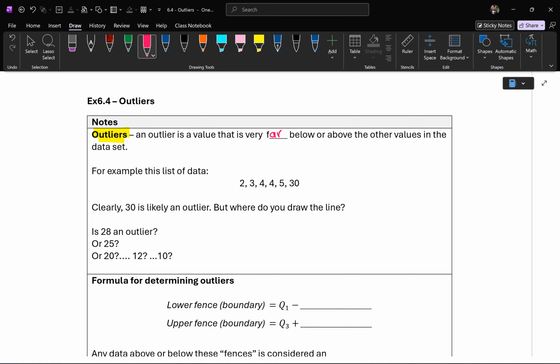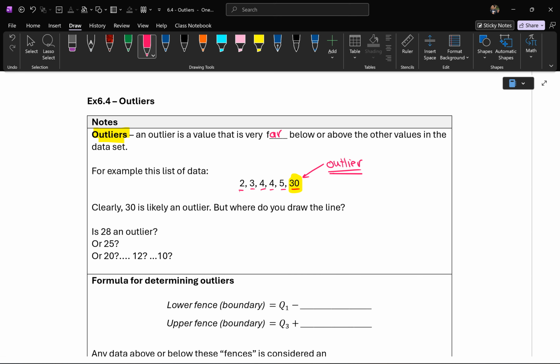So an example is if I gave you this list of data, we've got 2, 3, 4, 4, 5, and then I suddenly have 30. Ideally, most of you can look at it and say 30 seems very different to the general data. Because 30 is very different on a feeling sense. You'd say that's an outlier, because 30 is very different from 2, 3, 4, 4, and 5.